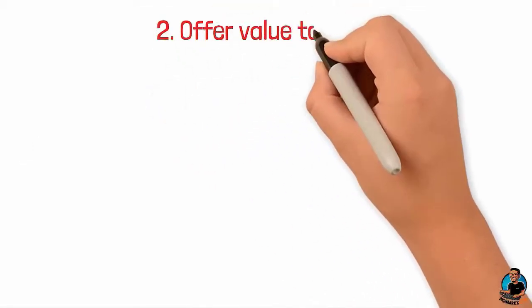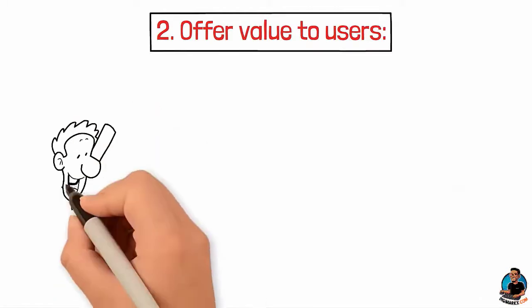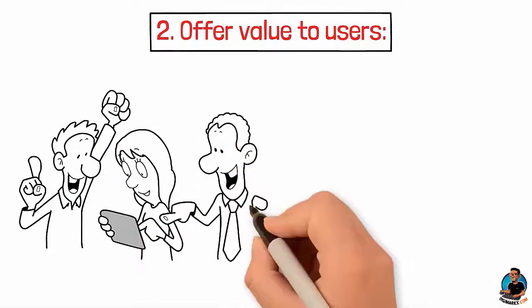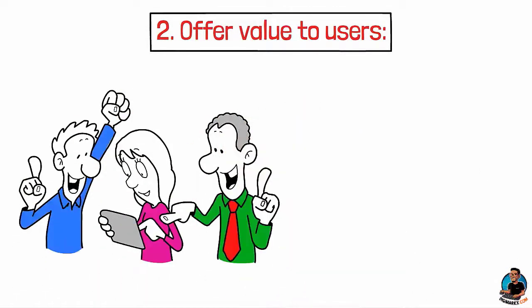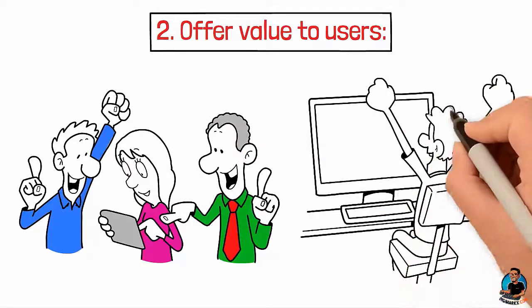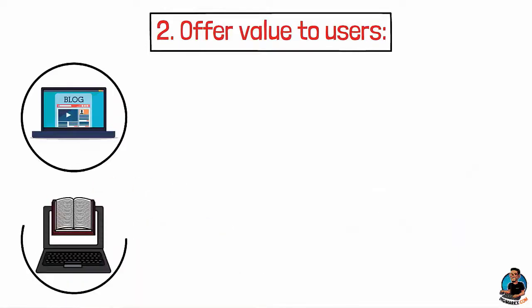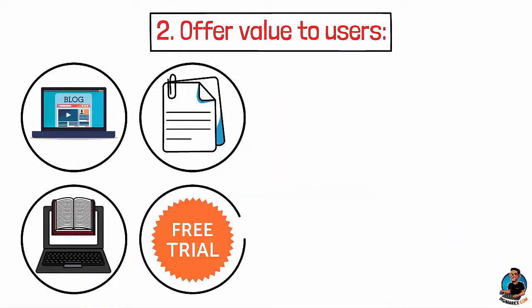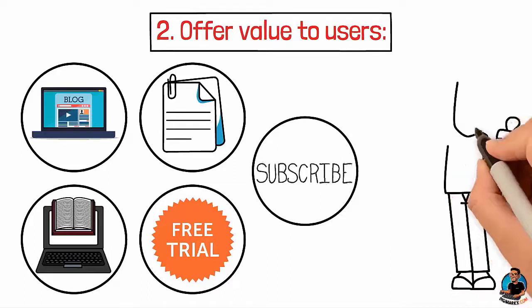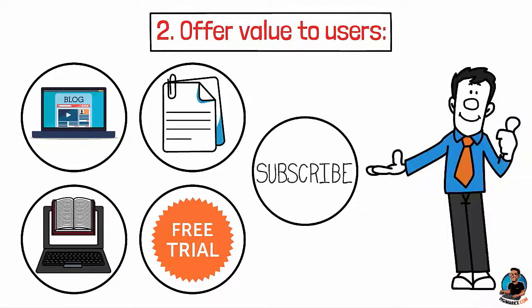2. Offer value to users. Lead generation and inbound marketing are all about attracting customers to your business. To do so, it's important to provide something valuable and helpful to them. This might include blog posts, ebooks, white papers, free trials, freemium subscriptions, really anything that appeals to your target audience.